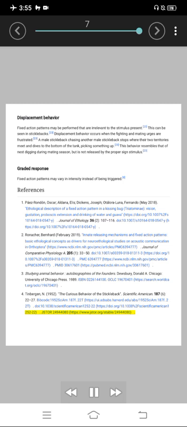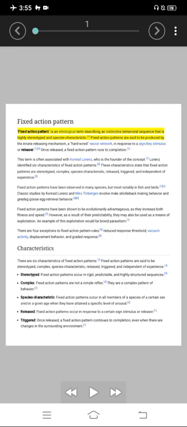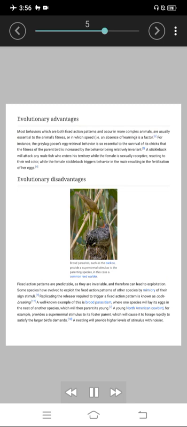Fixed action pattern. Evolutionary advantages. Most behaviors which are both fixed action patterns and occur in more complex animals are usually essential to the animal's fitness, or ones in which speed, i.e. an absence of learning, is a factor. For instance, the greylag goose's egg retrieval behavior is so essential to the survival of its chicks that the fitness of the parent bird is increased by the behavior being relatively invariant.